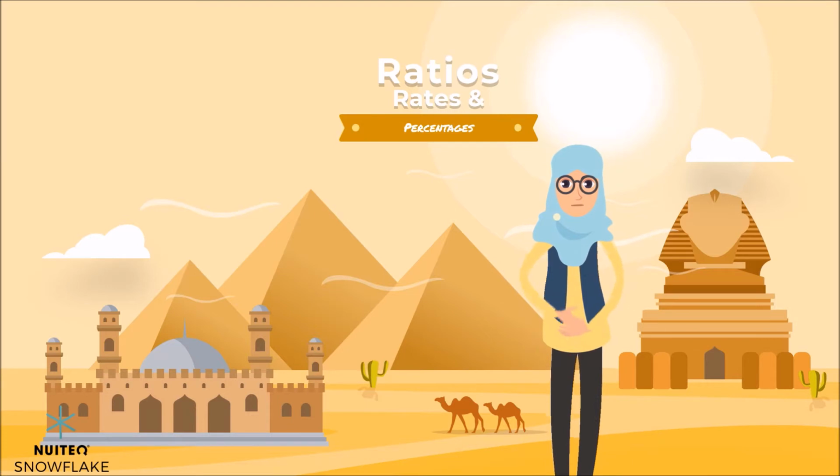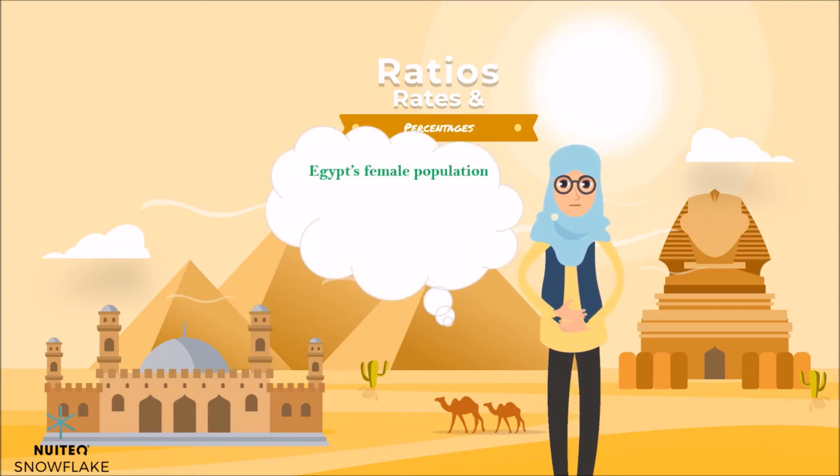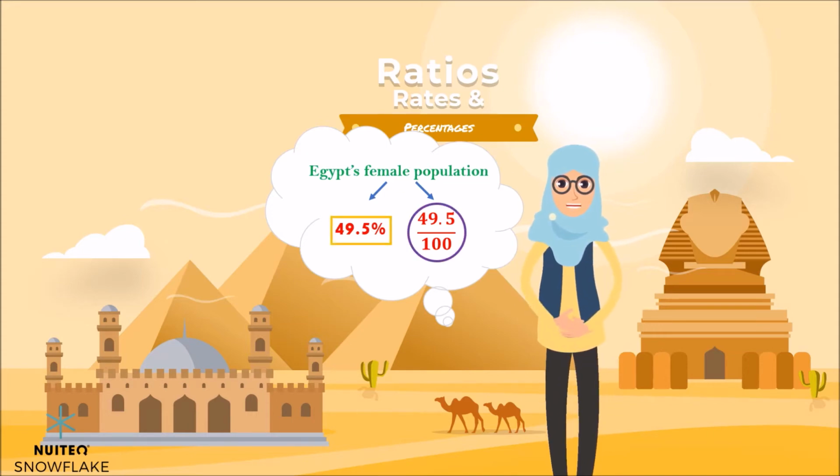I'm a video journalist and right now, I'm preparing a documentary about ratios, rates, and percentages. So, I came to Cairo, Egypt to learn more about these concepts. For example, Egypt's female population represents 49.5% of the total population, or 49.5 over 100. As you can see, the same information can be represented as a percentage and as a ratio.